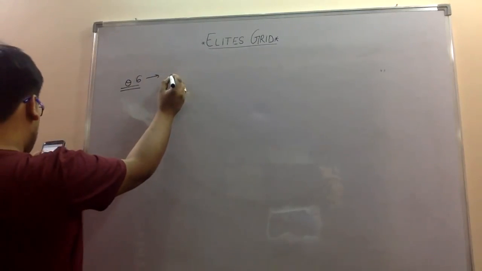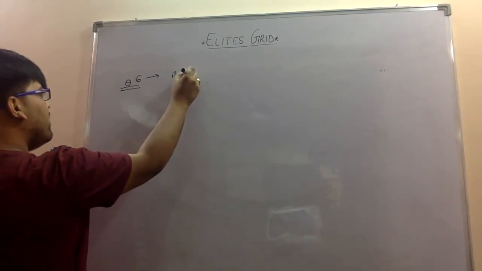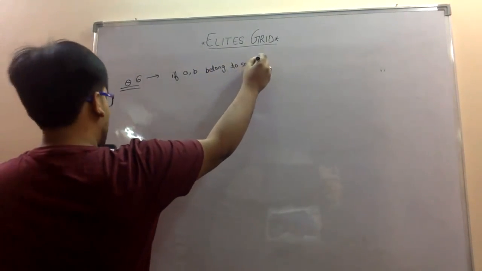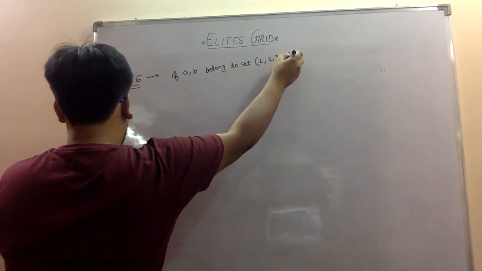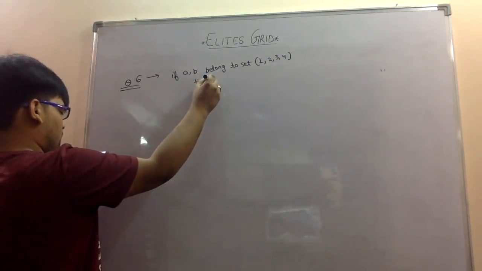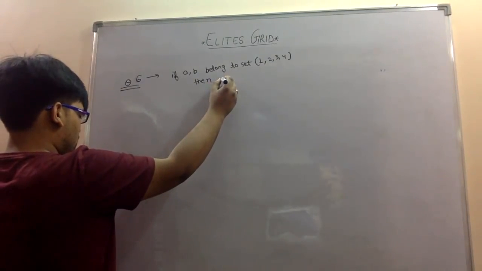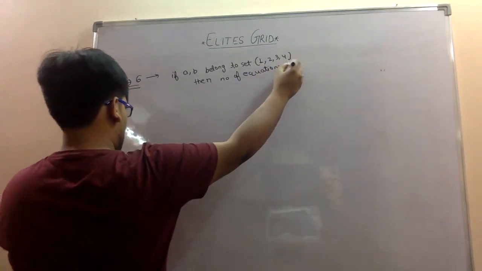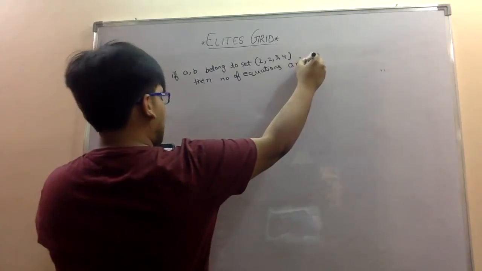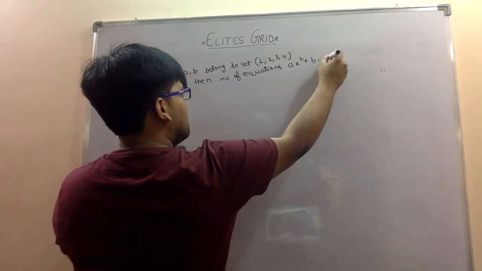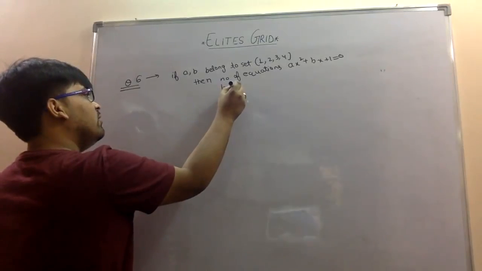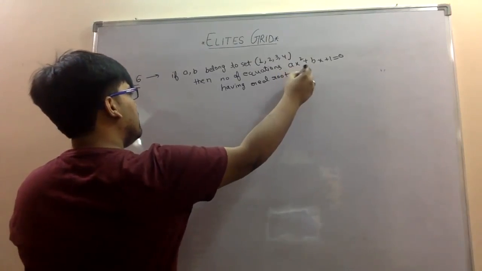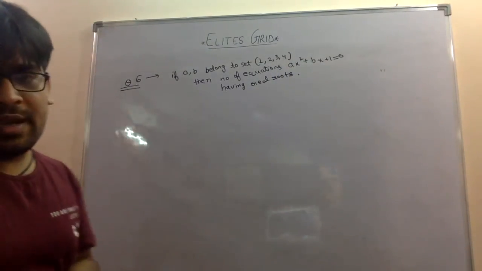Question number 6 is: if A and B belong to set {1, 2, 3, 4}, then the number of equations ax square plus bx plus 1 equal to 0 having real roots. ठीक है, CAT 2006 का क्वेश्चन है, CAT 2006.